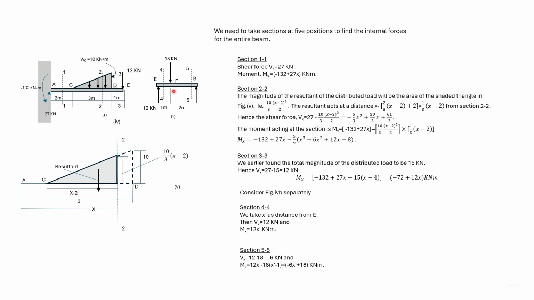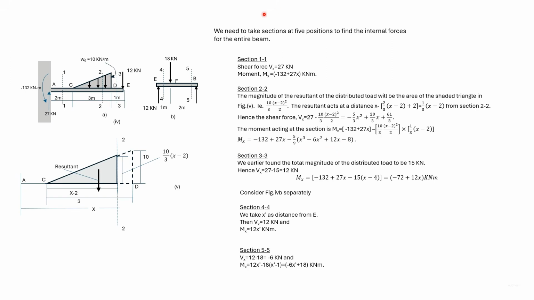The bending moment at section 2-2 is minus 132 plus 27x minus this magnitude into this distance, which we have represented here. Now carrying out some algebra, we get Mx as shown here.